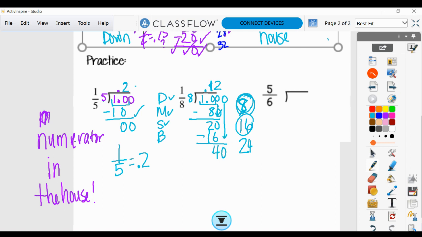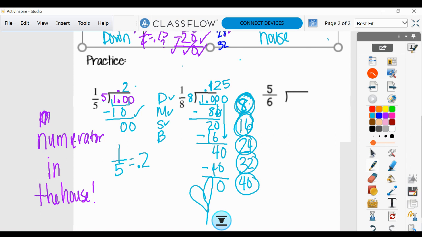How many times does 8 go into 40? Well, 8, 16, 24, 32, 40. There's 40, so that's 1, 2, 3, 4, 5 times. 8 times 5 is 40. I got my 0. I'm golden. All right, put a heart right there. All right. Remember, I put my numerator inside the house. I'm going to put my decimal, and I'm going to put my zeros in here. Okay? Put another one. 5, 6.